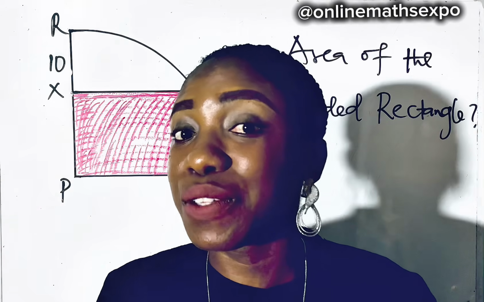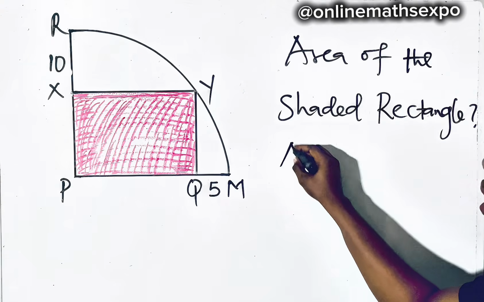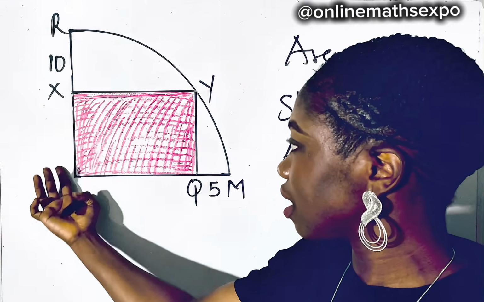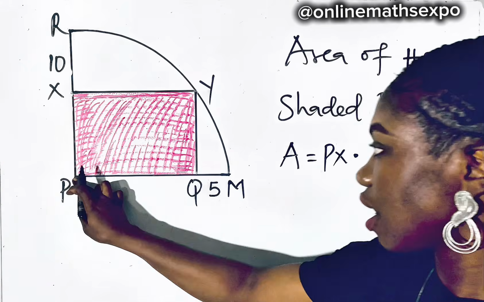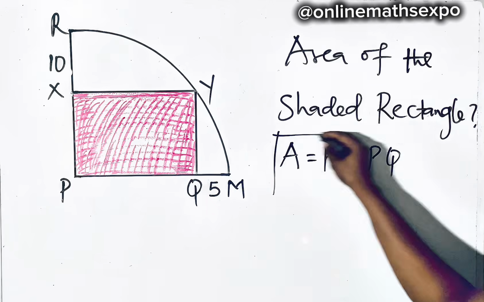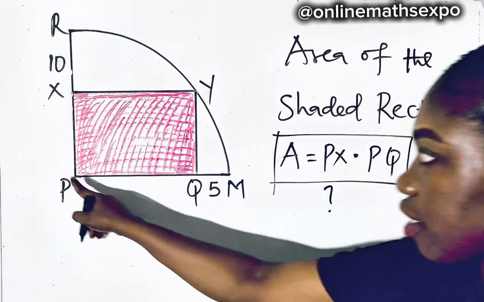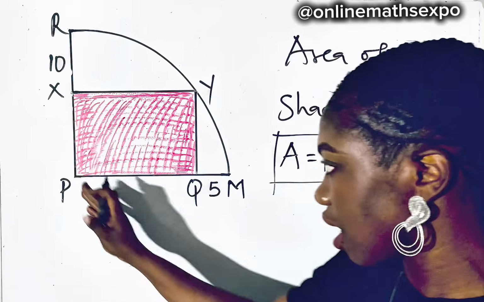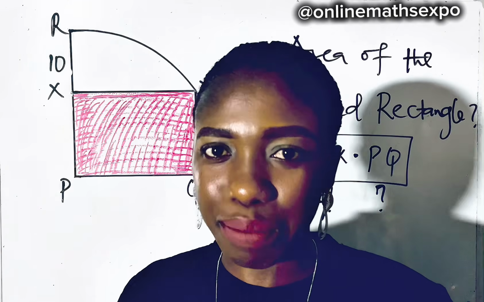Is this something you can do? Don't worry yourself. I will take you through it step by step. It's just so easy. Now remember that the area of a rectangle: we need to get this length PX and multiply it by this length PQ. If you can do that, then it gives us the area of the rectangle. But the question is, how do we find length PX and then find length PQ? If we can find these two lengths, then we can find the area. But don't worry, I will show you how to do that step by step.